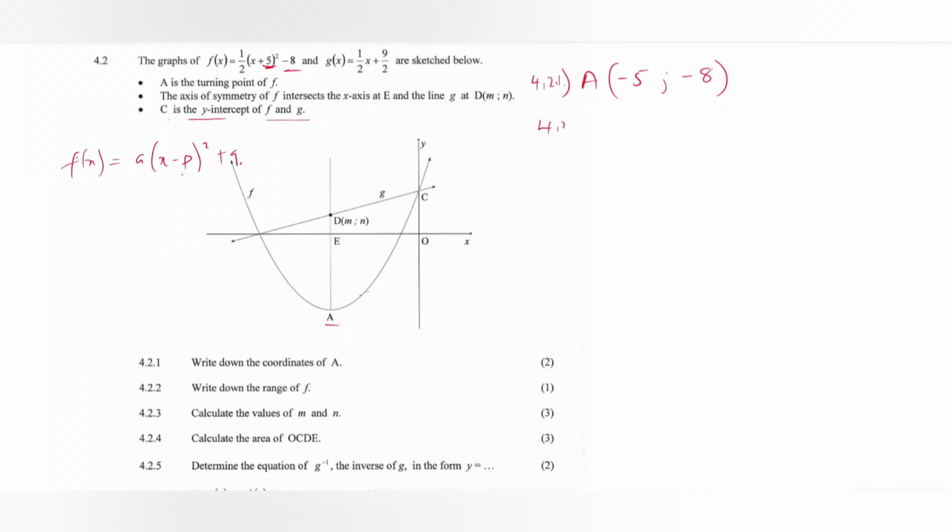And let's go to 4.2.2. Write down the range of f. The range is the set of y values. So you check where your graph is starting. Our graph is starting at this point, going up. Where it goes is going to be positive infinity. We don't know where it ends. So we always focus on the y value, which is the y coordinate, which is minus 8 here. So let me mark minus 8. So we are from minus 8 up to positive infinity.